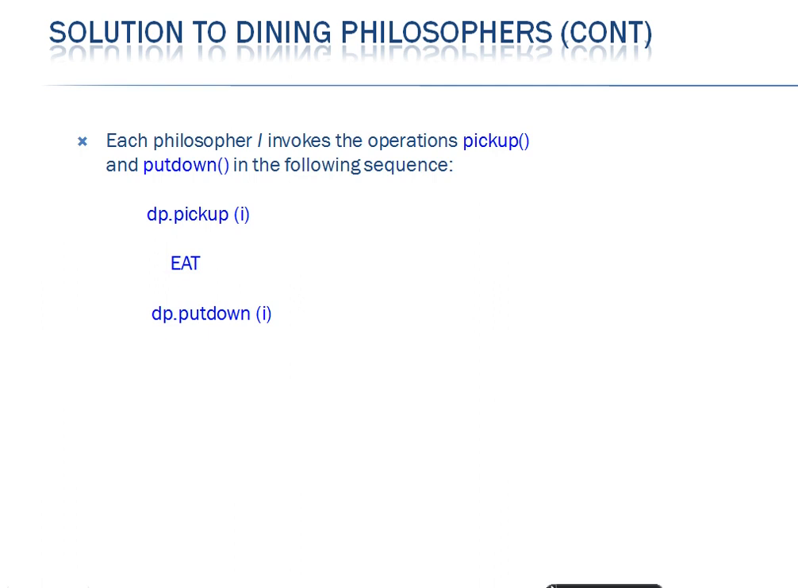Now each philosopher i invokes the operations pickup and putdown in the following sequence. The operations pickup and putdown should execute in a sequence, right? So here dp.pickup(i), then eat, then dp.putdown(i). That means when it is feeling hungry, it will invoke a pickup of the chopstick and will continue eating. As soon as it is finished with the eating process, we put down the chopstick again. So it should execute in a proper sequence.